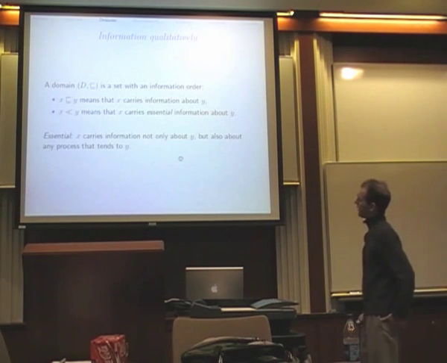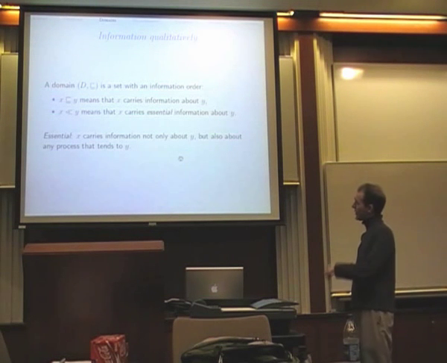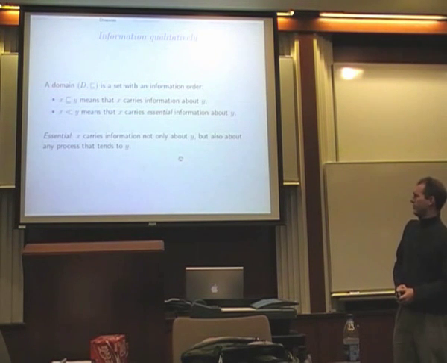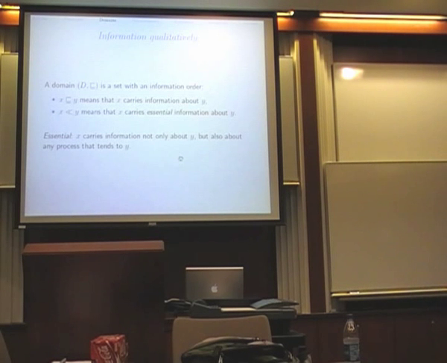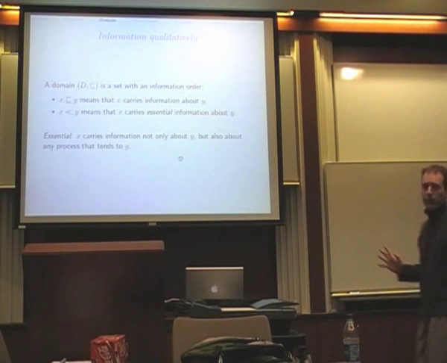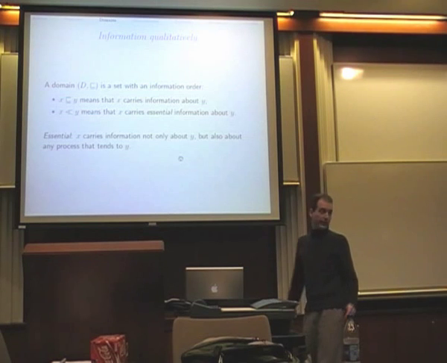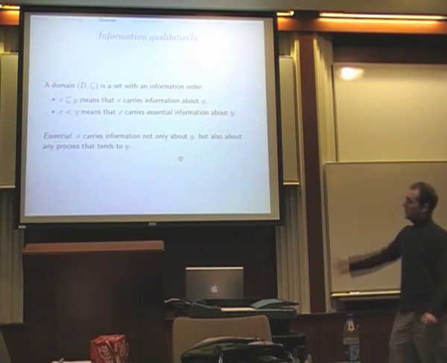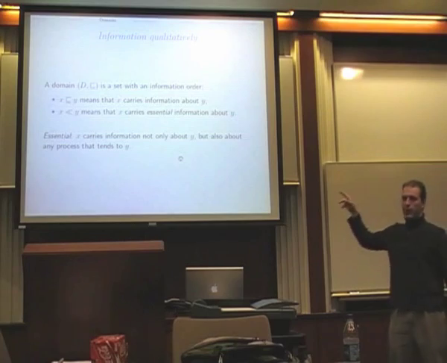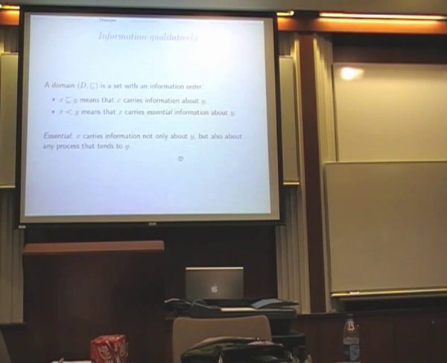So this is information qualitatively. In a domain, you have a set of informative objects with an order on it called the information order. And if you write x below y, it means that x carries information about y. So you can think of y as being more precise, but that's what it means. X carries information about y. Now this approximation relation, which you saw beat to death in the last talk, means not only that x carries information about y, but that it carries essential information about y. This is the new way that I like to say this because it's very brief and it cuts through all the crap. Just say it like that.